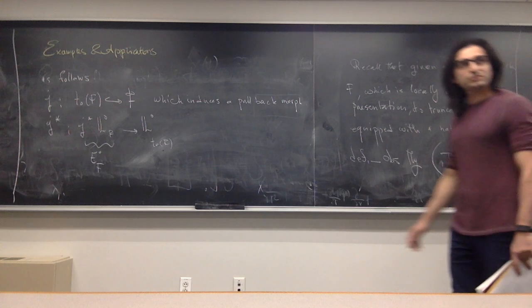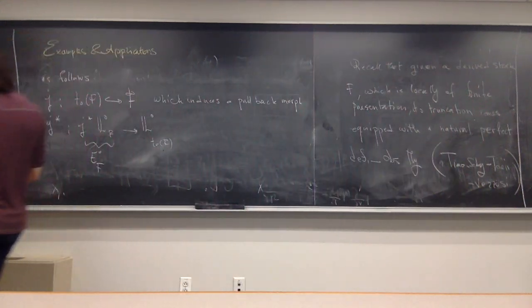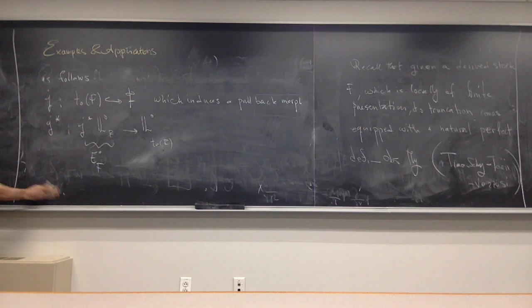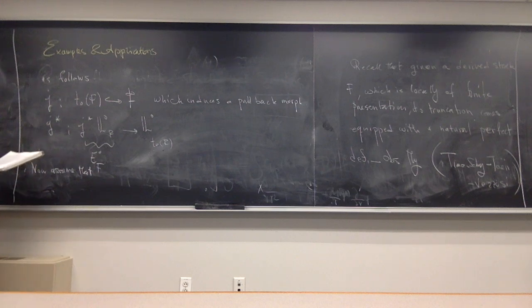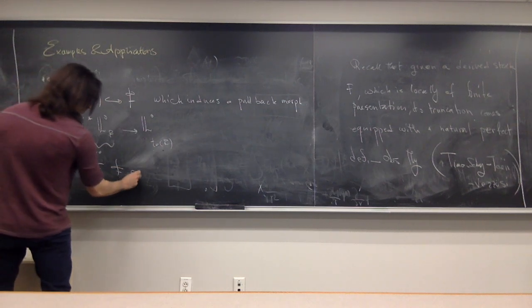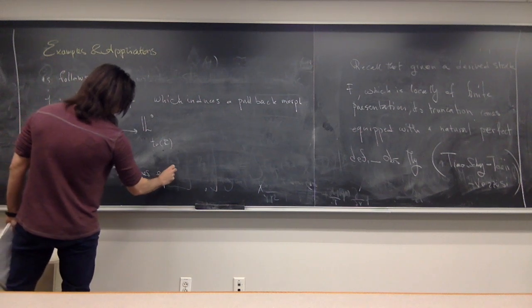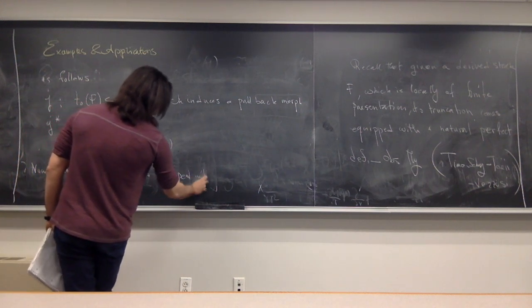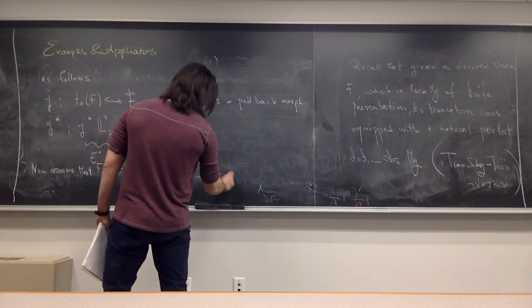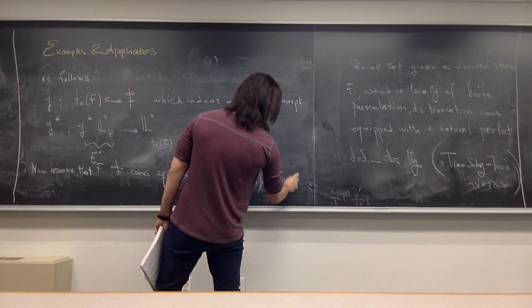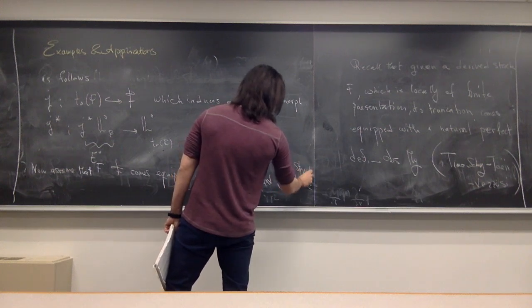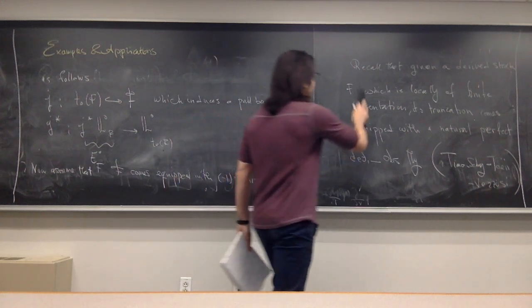This is essentially the heuristic iteration. Now assume, for any derived stack, finitely presented, that F comes equipped with a minus one shifted symplectic structure. Then let's see what happens for us.